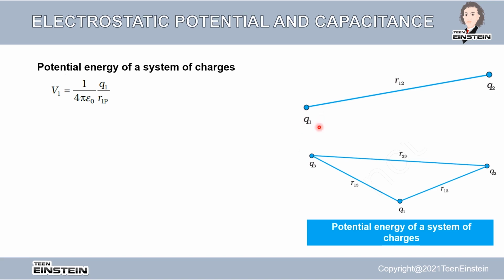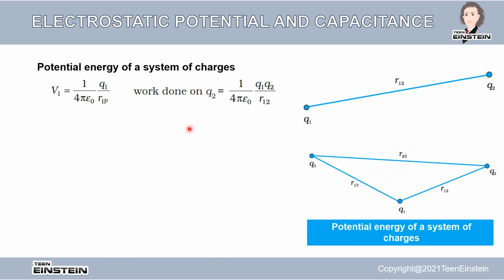So first, let's say V1 equal to Q1 by 4 pi epsilon naught into R1P. So work done on Q2. For example, let's say there is a charge Q1 already there, and you're bringing another charge Q2 into the field created by Q1. So in this case, you need to multiply Q2 with the V1, because V1 is the potential that is already there, and you're bringing another charge Q2.